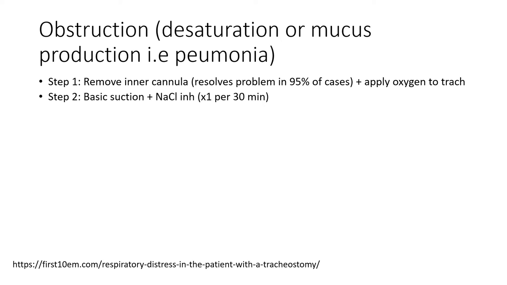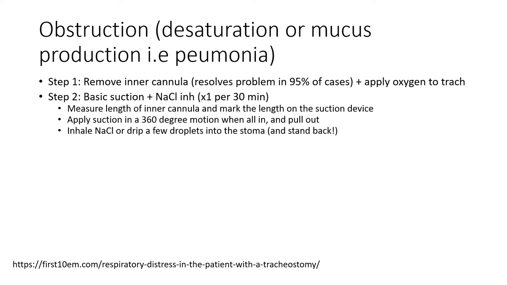Then you go with your suction device into the outer cannula, and you'll not suck on your way in, but you'll suck on your way out, and you will suck once you're all the way in. You'll suck in a 360 degrees way so that you get all of the surrounding areas. Then you can also consider at this point inhaling the patient with sodium chloride. And as I mentioned before, they will usually think that your mucus is becoming worse. It's just because they are now mobilizing their mucus and they need to cough it up. You can also, instead of inhalation, drip a few droplets of sodium chloride and just make sure to stand back, because now you're pouring liquid into the airway, so they will cough and this will be all over the place.